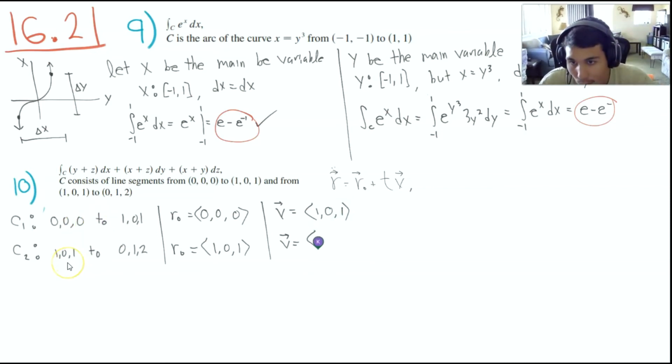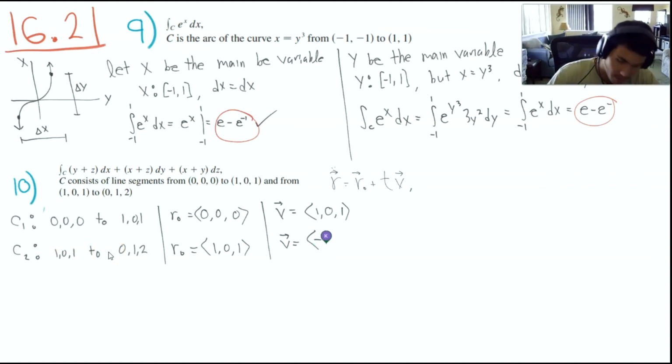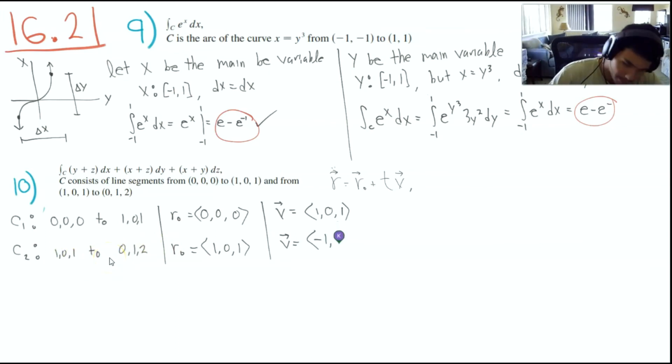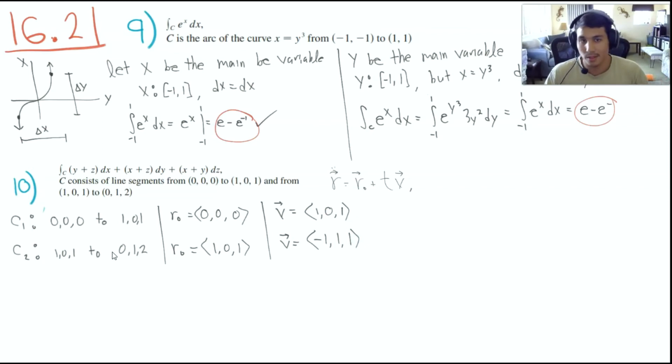Similar. Okay, what's the change in x? It goes from 1 to 0, so it's going down. 0 to 1. What's the change in y? It's going up 1, 1 to 2. Okay, it's going up 1. Okay, these are our vectors. These are our change vectors.